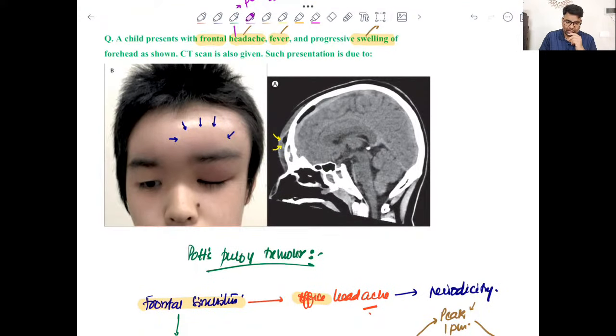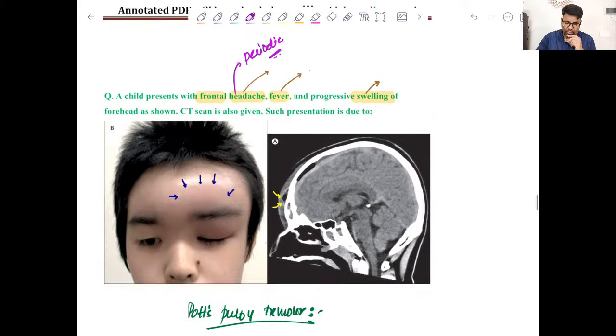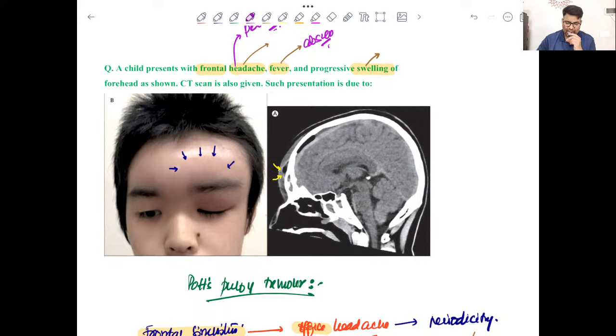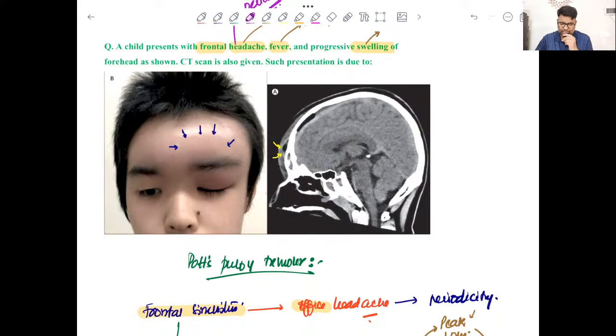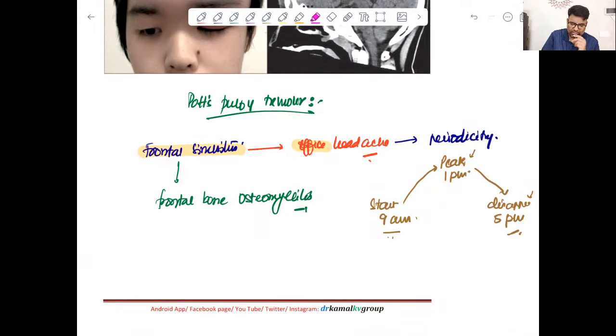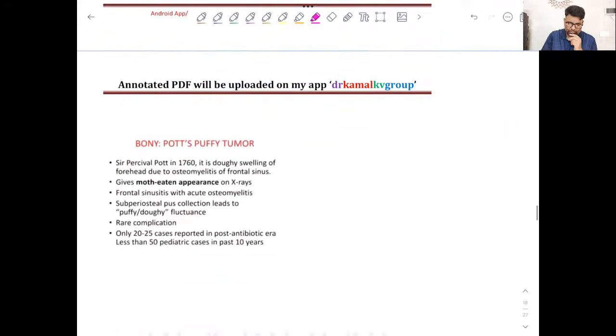Of course, then fever suggests there may be abscess formation, and swelling is just documenting that there might be collection, which is better visualized on the CT scan, right? So this is Pott's puffy tumor, and the word tumor is here, but please, this is a misnomer. It is not a tumor at all, right? So this is the Pott's puffy tumor, which is swelling of the forehead, which is because of osteomyelitis occurring because of frontal sinusitis, right?